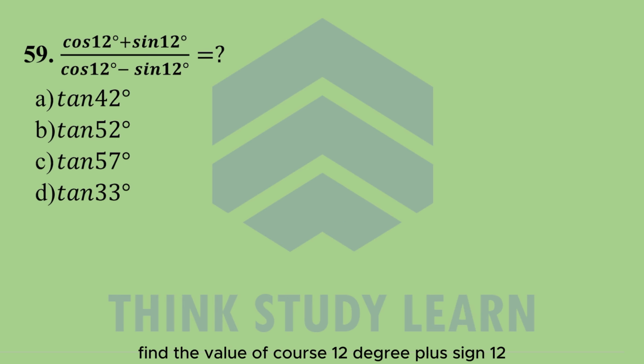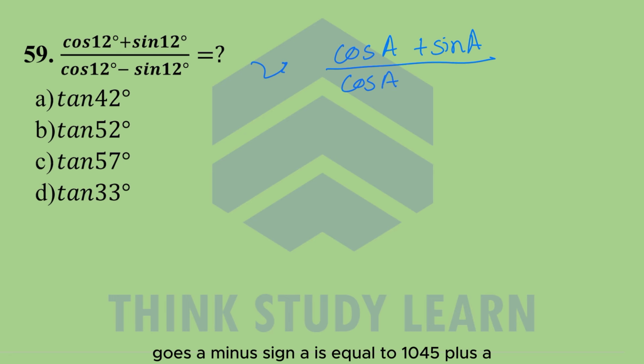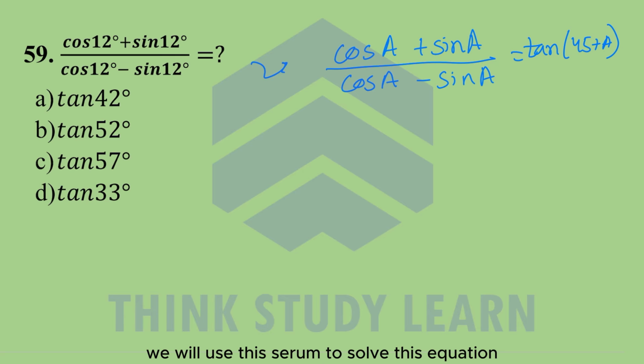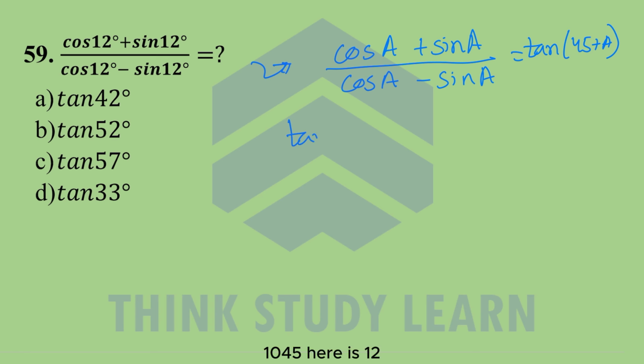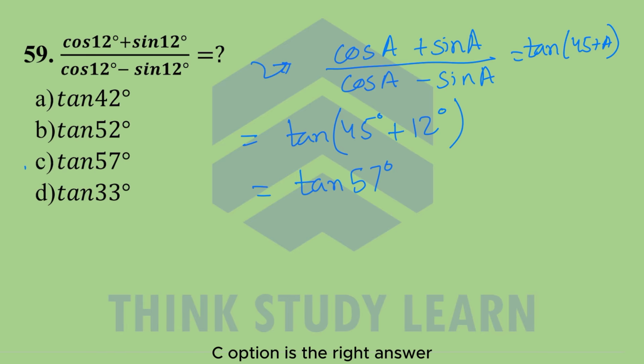The next question states, find the value of cos 12 degree plus sin 12 degree divided by cos 12 degree minus sin 12. We know the theorem cos A plus sin A over cos A minus sin A is equal to tan 45 plus A. We will use this theorem to solve this equation. Tan 45, here A is 12, so tan 45 plus 12 degree will be equal to tan 57 degree. C option is the right answer.